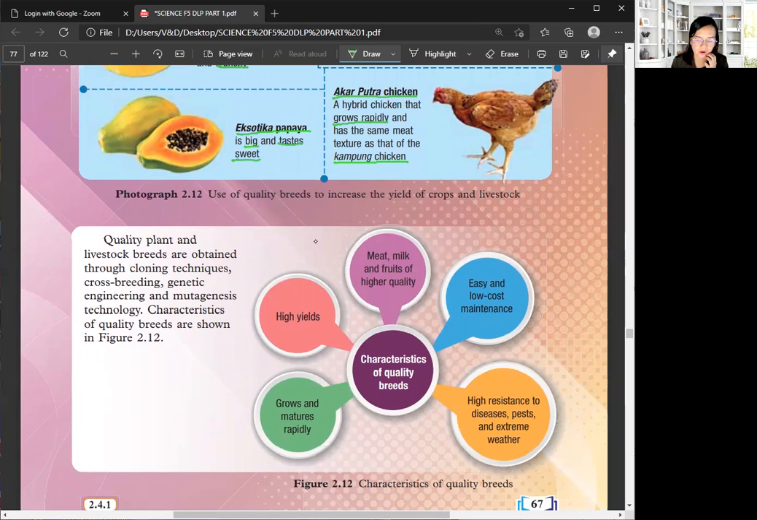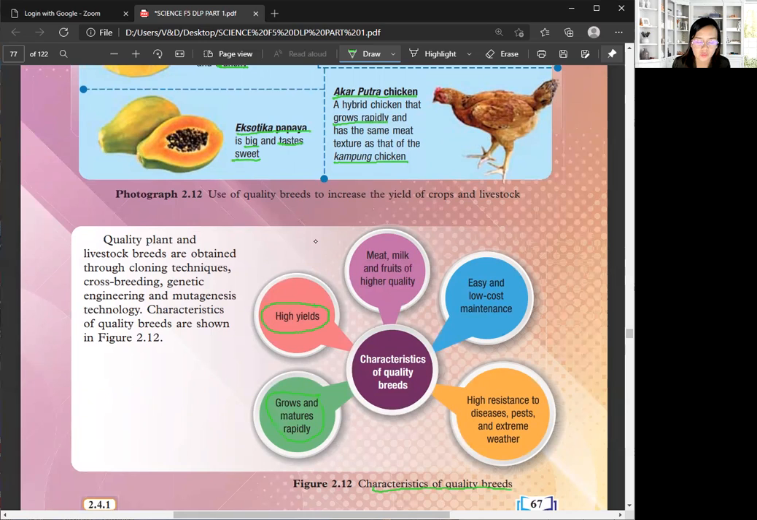Now we look at the characteristics of quality breeds. The first one, it must grow and mature rapidly, ya, mesti bertumbuh dan matang dengan cepat, so that we always can have enough stock of food. High yields means that menghasilkan penghasilan yang sangat tinggi, ya, high yields.